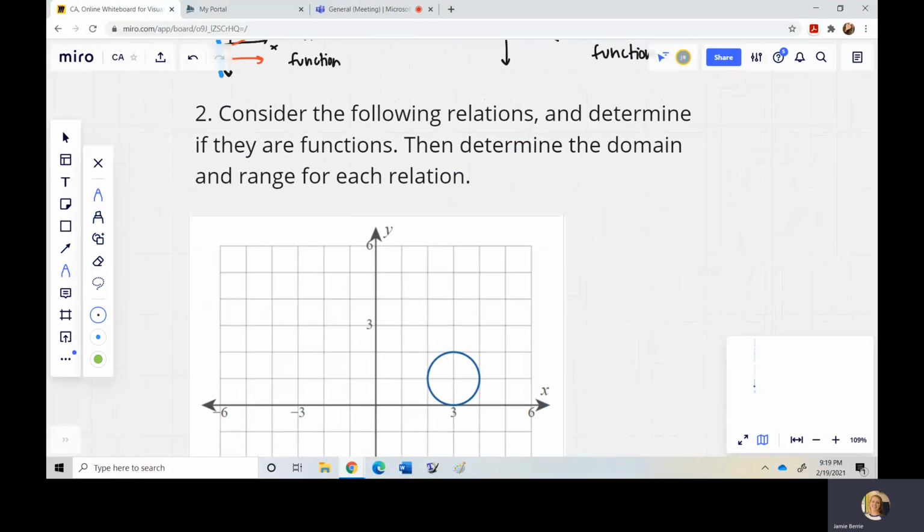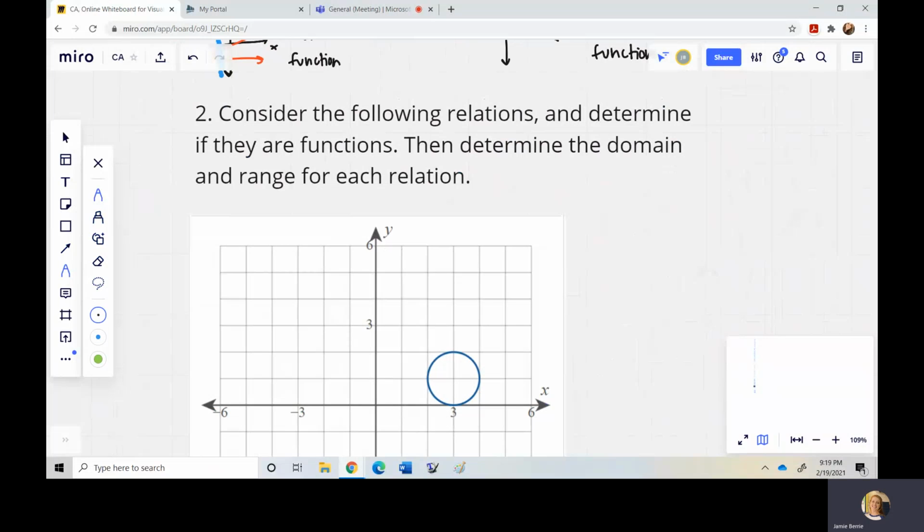It says, consider the following relations and determine if they are functions. Then determine the domain and range for each relation. So just want to point out, even if a relation is not a function, you can still find the domain and range. So domain and range is not specific to functions. You can find the domain and range of any relation.